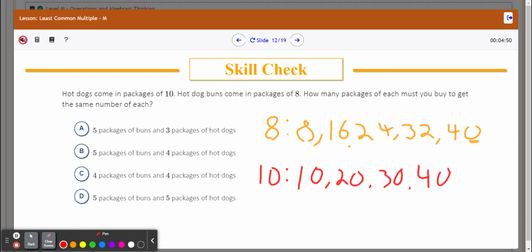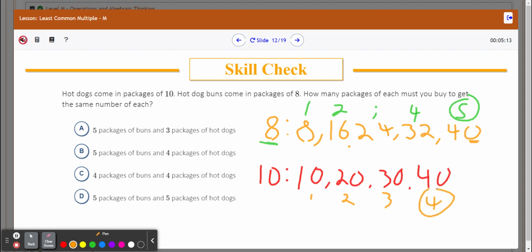But the question is asking how much of each. So remember, hot dog buns come in packages of 8. So 8 times what gives us 40? Well, that's 1, 2, 3, 4, 5. So 8 times 5 gives us 40. And then 10 times what gives us 40? 1, 2, 3, 4.